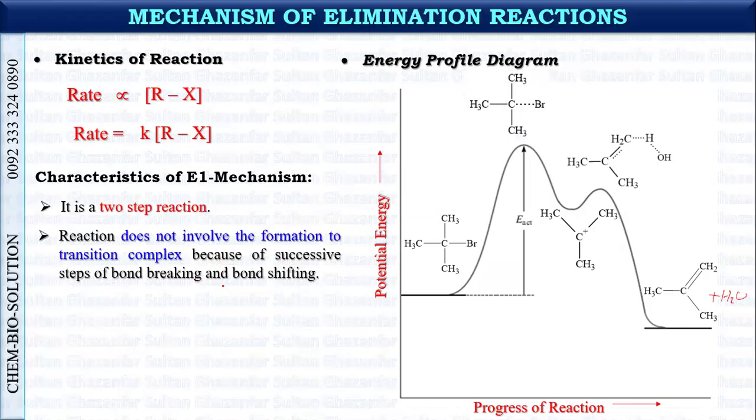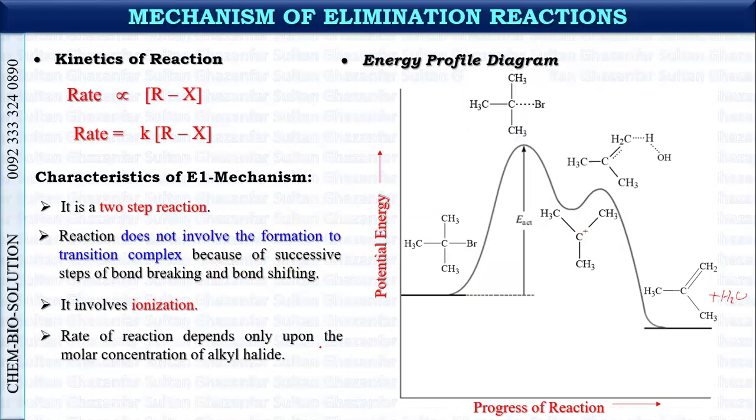Because of successive steps of bond breaking and bond shifting, it involves ionization. Yes, you can see here carbocation is formed. Rate of reaction depends only upon the molar concentration of alkyl halide.